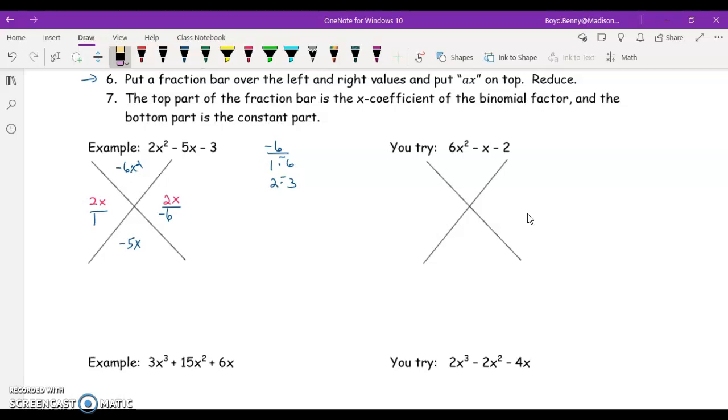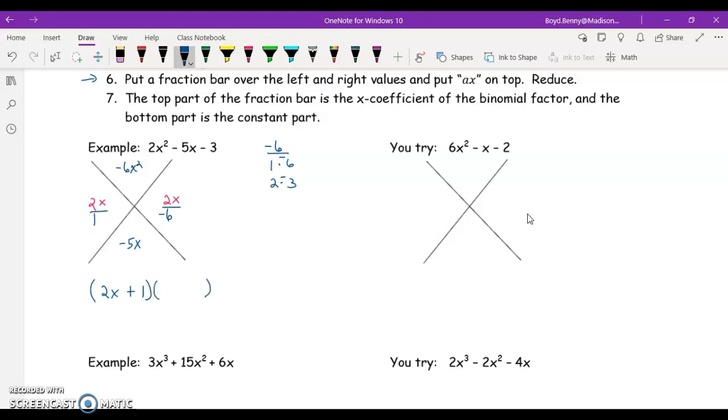Can we simplify either of these ratios? Well, this one's okay like it is. We'll just leave that one like it is because 2 over 1 cannot be simplified. So actually our first factor is 2x plus 1. And this is a plus because this is a positive 1 in the denominator.